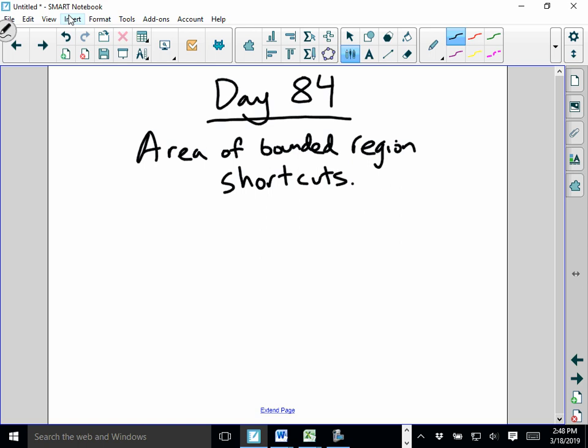So let's take a look at a scenario here. I want to find the area of the region bounded by y equals negative x squared plus 4, and the other function is y equals negative 4. I'm going to sketch these in different colors just so we can get an idea of the two different functions. So again, I want the area of that region.